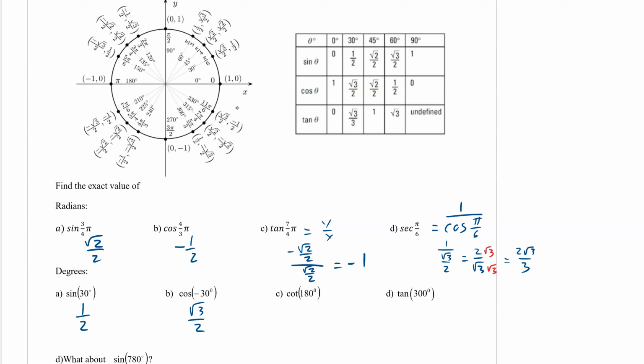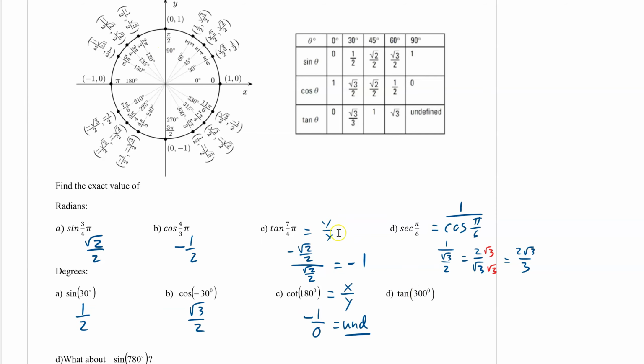So what about cotangent? Well, cotangent is the reciprocal of tangent. So instead of being y over x, we are going to be x over y. And so we go to 180. And so that would be x over y, negative 1 over 0. And we know that is undefined. So our cotangent at 180 is undefined.